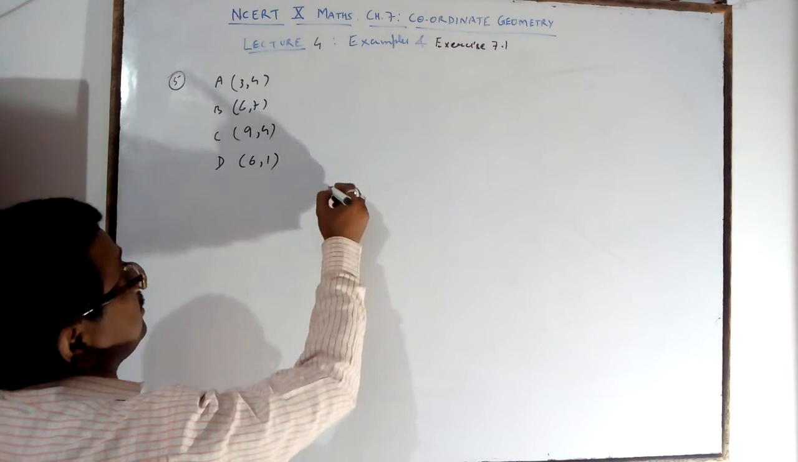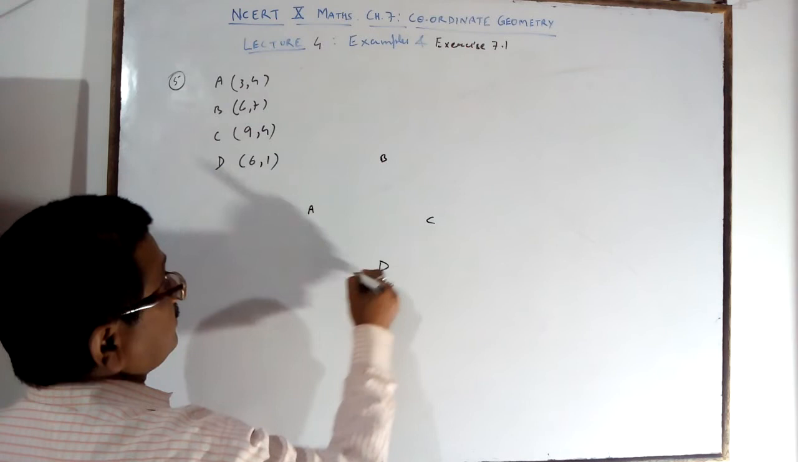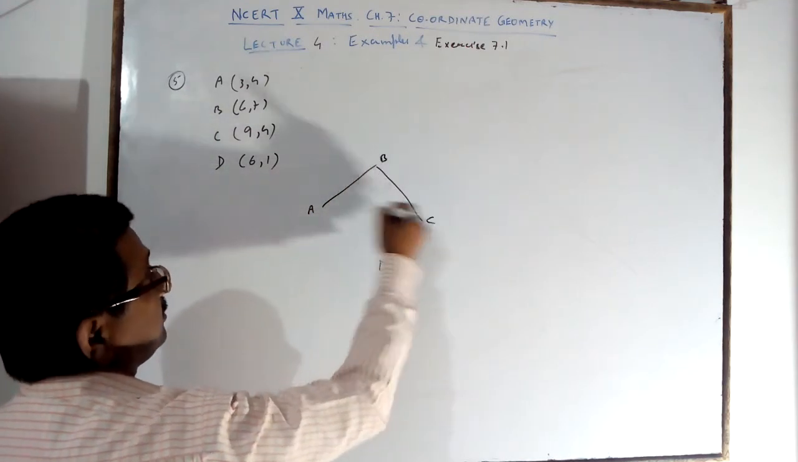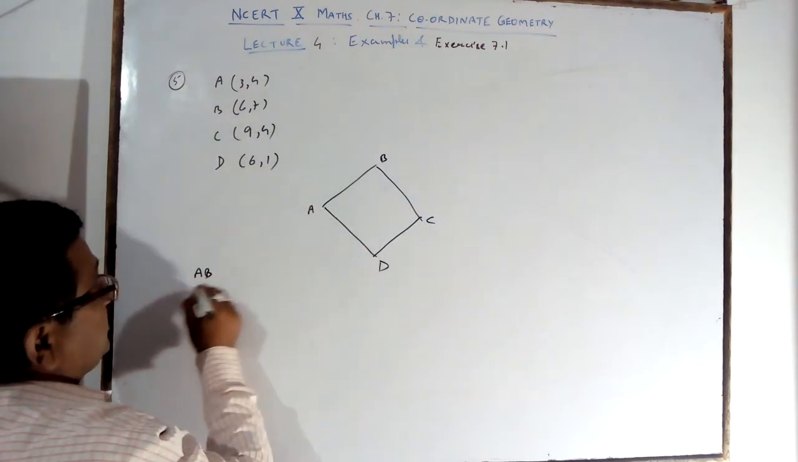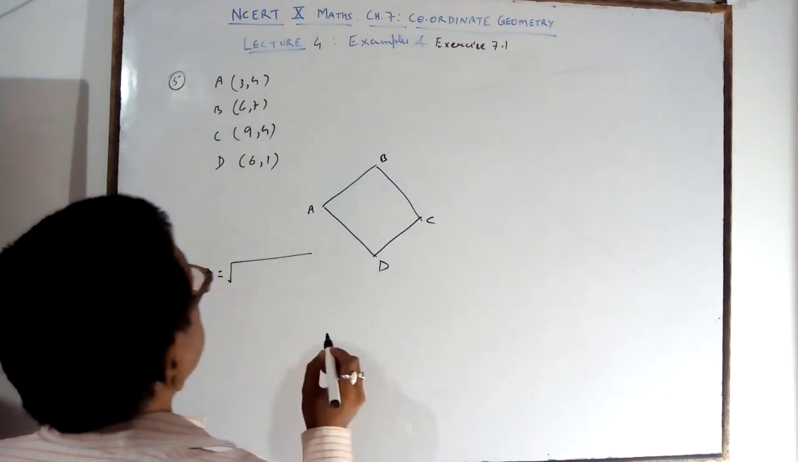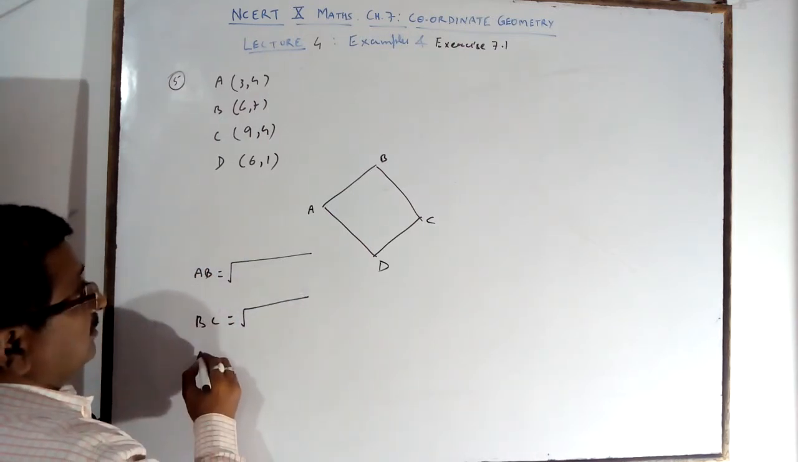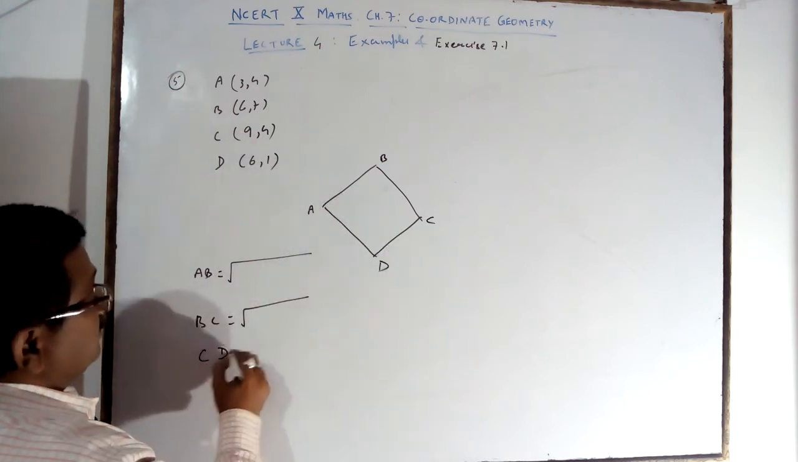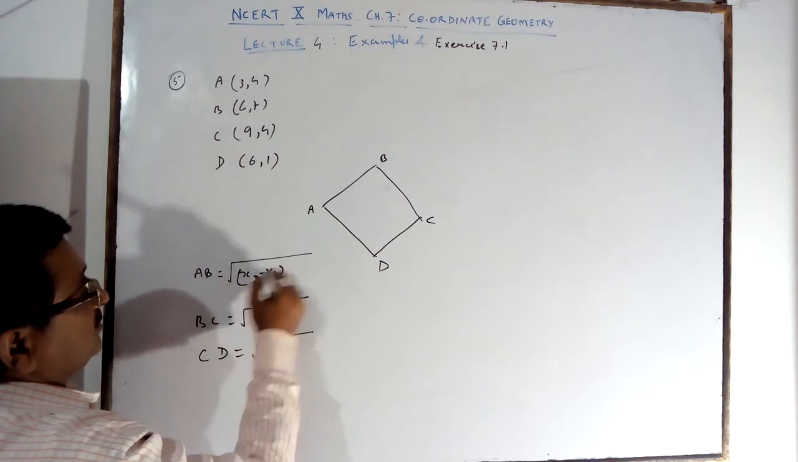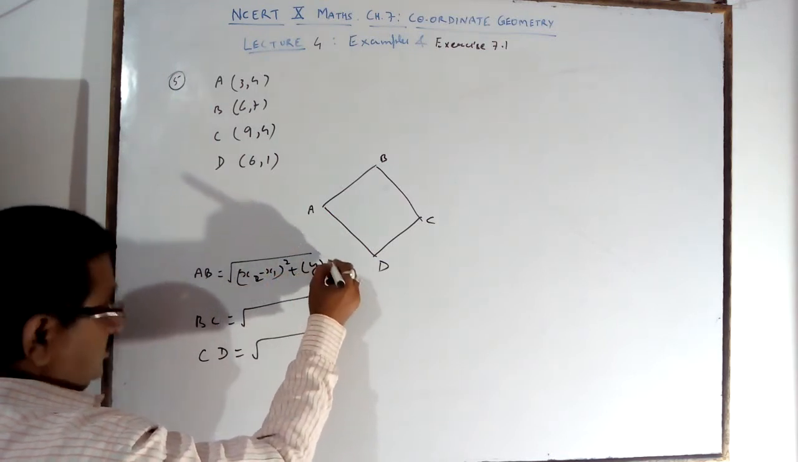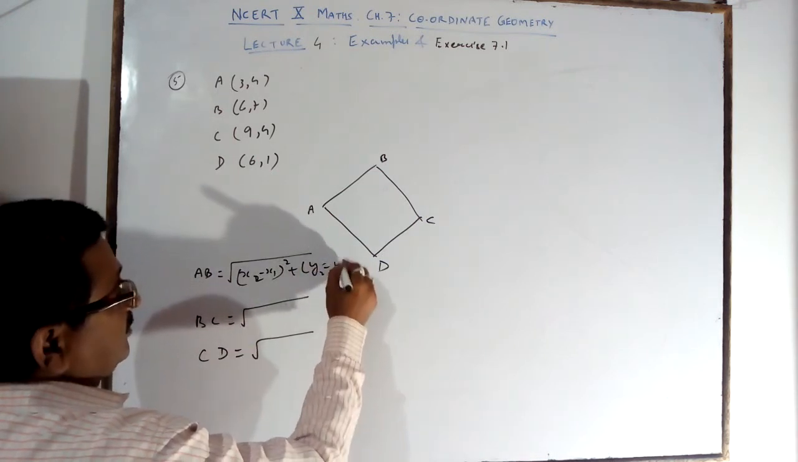How will you do it? A is here, B is here, C is here and D is here. When you join all, then what are you getting? That you will see afterwards. With all the coordinates, find AB by the distance formula, find BC by the distance formula, find CD by the distance formula. What is the distance formula? Square root of X2 minus X1 whole square plus Y2 minus Y1 whole square.